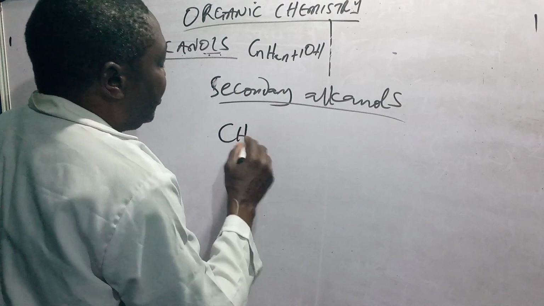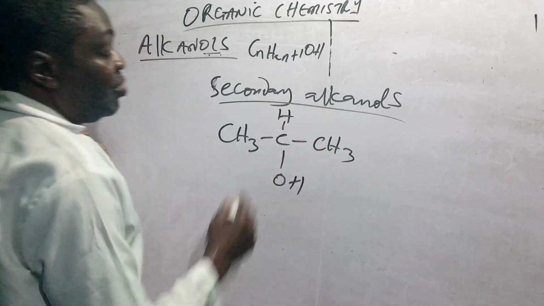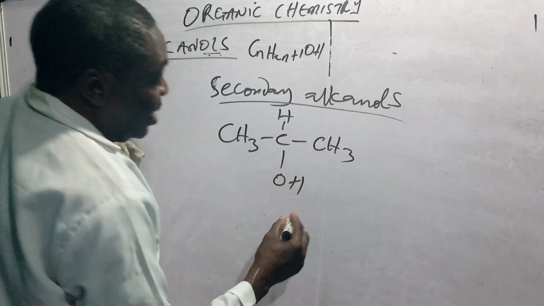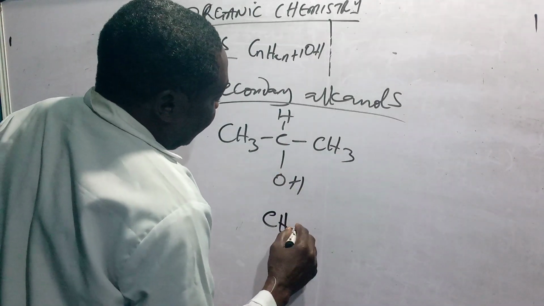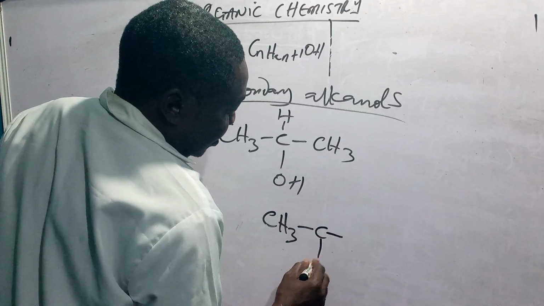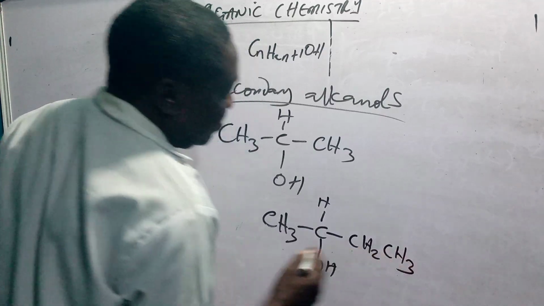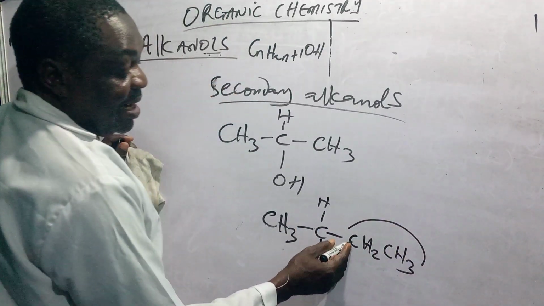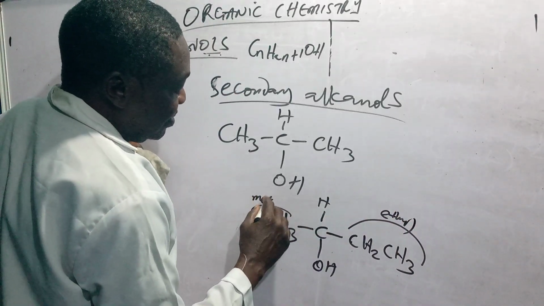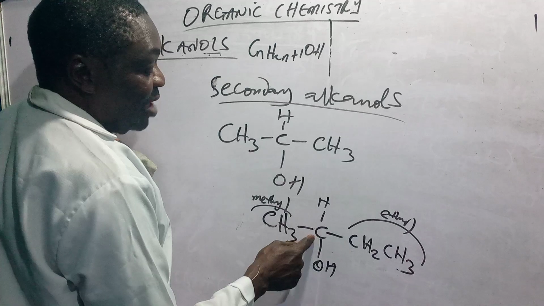For example, let's say you have CH3, CH, CH3, then OH. This one will have a hydrogen; you can put the hydrogen up or down. So this one has two alkyl groups attached to it. We can also have CH3, CH2, CH, OH, CH3. So this one is also an alkyl group. Remember, it's an alkane, ethane, that has lost one hydrogen atom. This is ethyl. This is methyl. So two alkyl groups, which may be the same or different, are attached to the carbon atom carrying the OH.